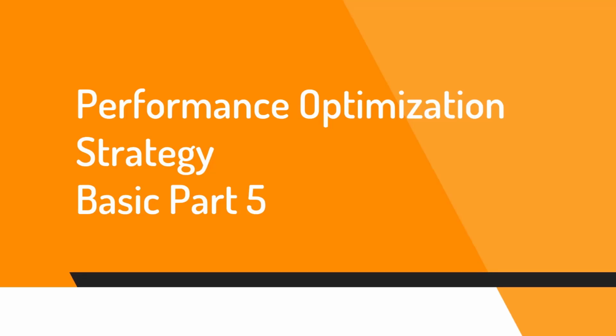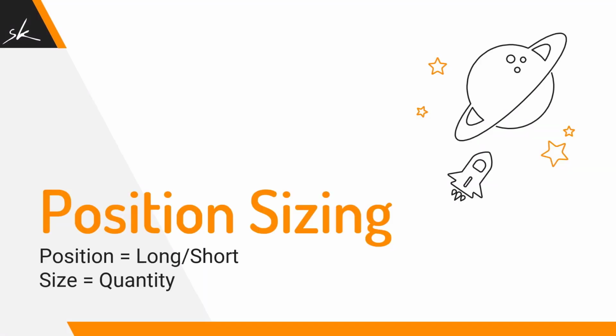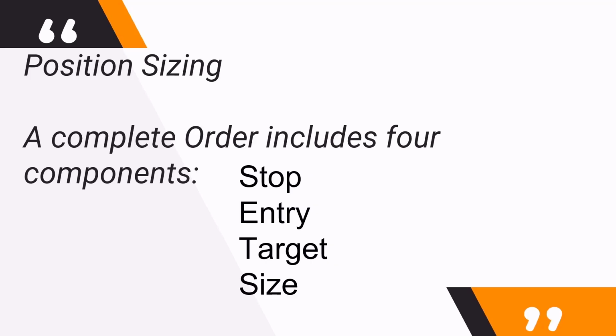Performance Optimization Strategy Basic Part 5. In this lesson, we will cover position sizing and watch list. Position sizing is made up of two words: position, which means either long or short, and size, which is quantity of shares or contracts. A complete order includes four components: stop loss, entry, target, and size. In short, we call it as S, E, T, S.